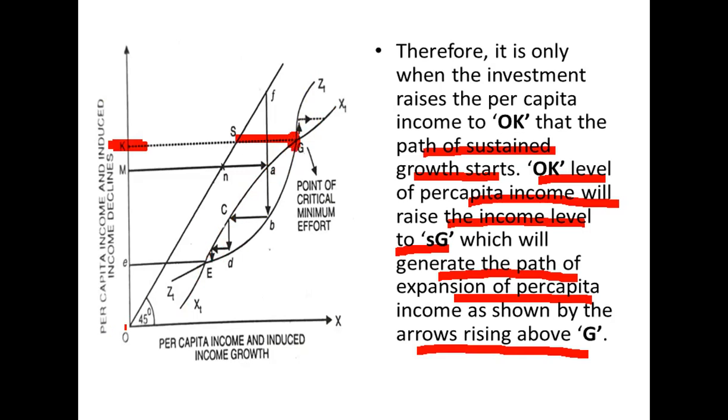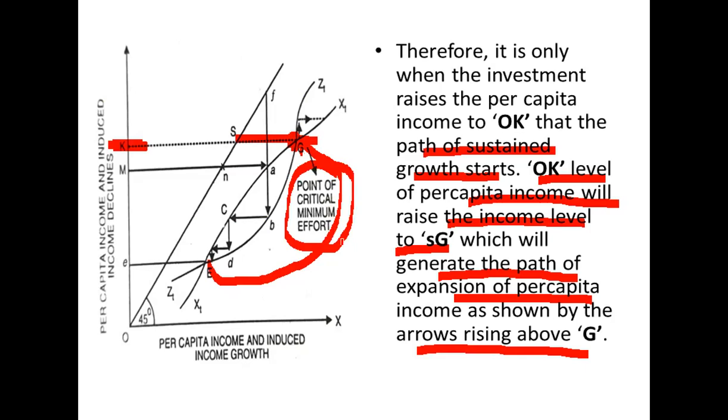So if you make an investment sufficient to raise the per capita income from OE to OK, then directly we will move from point E to G. If you do that kind of investment, so as to raise the per capita income of the country from OE to OK, that much investment is called the critical minimum investment or critical minimum effort.